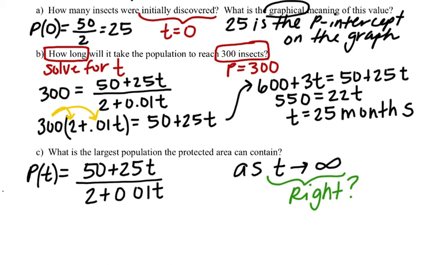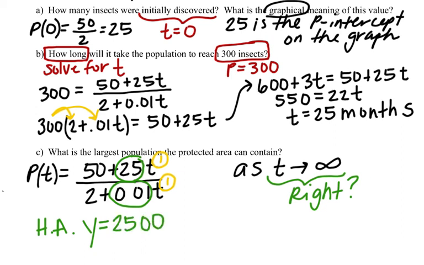This happens to be a rational function. So if the population does level off, that means we would have a horizontal asymptote. And we know that we can't figure out the horizontal asymptote until we analyze the degree of the numerator and the denominator. So the numerator is degree 1. The denominator is also degree 1. So that's going to tell us that we are going to divide our leading coefficients to determine what our horizontal asymptote is. So in this particular function, we have a horizontal asymptote of y equals 25 divided by 0.01, which means we have a horizontal asymptote of y equals 2500.